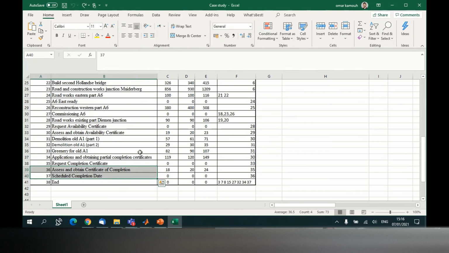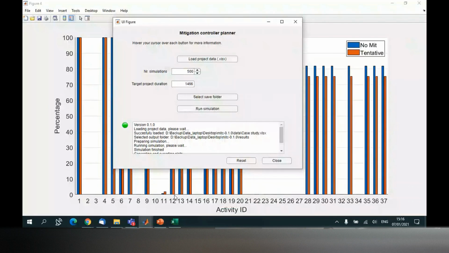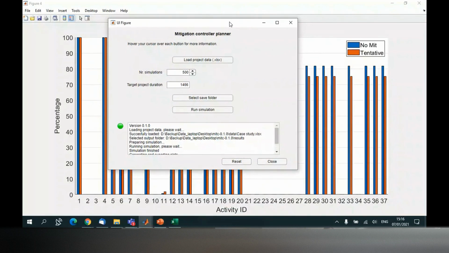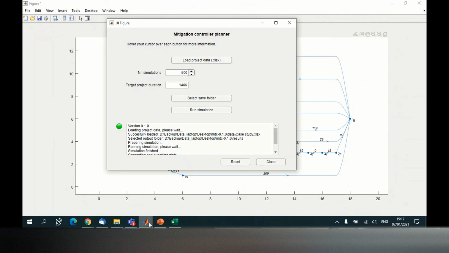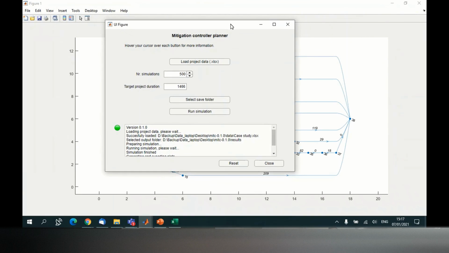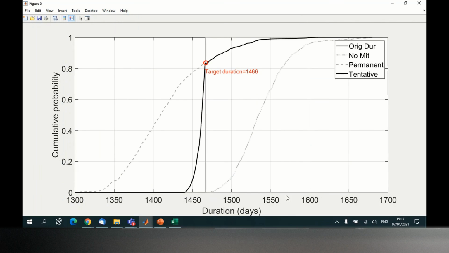Okay, Omar. Go on. Yeah, so assume that you want to try a different target duration. So you change your mind. You don't want to finish your project within this duration, but maybe another duration, or you just out of curiosity want to try different things. And let's see if the software is functioning as it is intended to do.